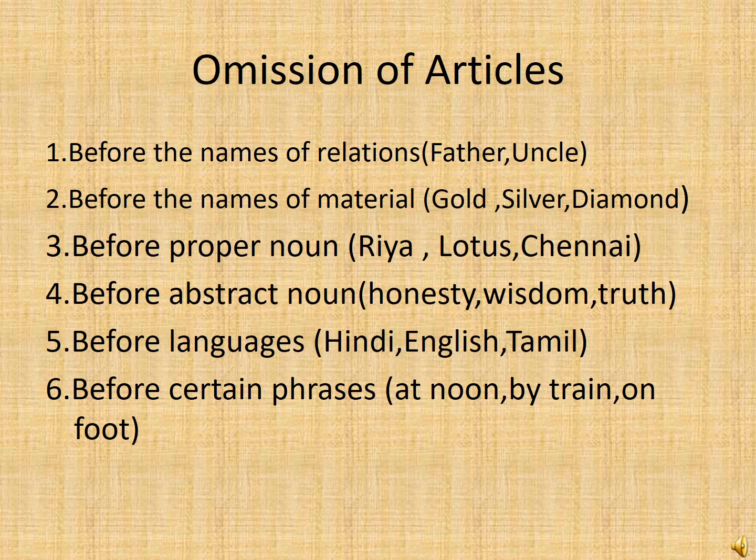Now let's see omission of articles. Before the names of relations like father, uncle, we should not use articles. Before the names of materials like gold, silver, diamond, before proper nouns like Rhea, Lotus, Chennai, before abstract nouns like honesty, wisdom, truth, before languages like Hindi, English, Tamil, before certain phrases like at noon, by train, on foot, we should not use articles.